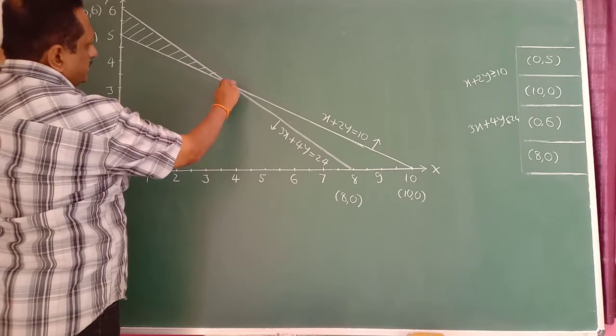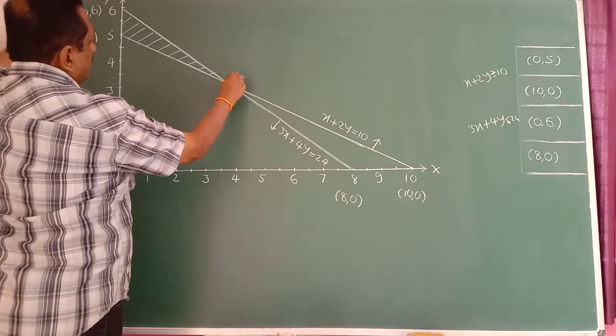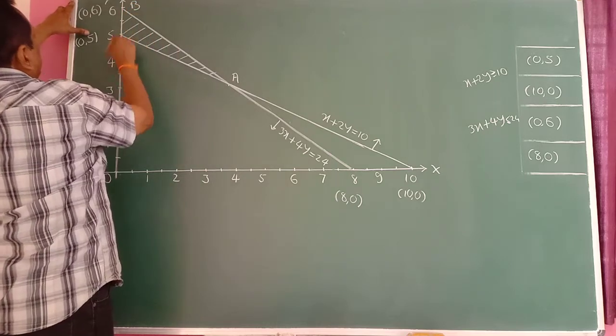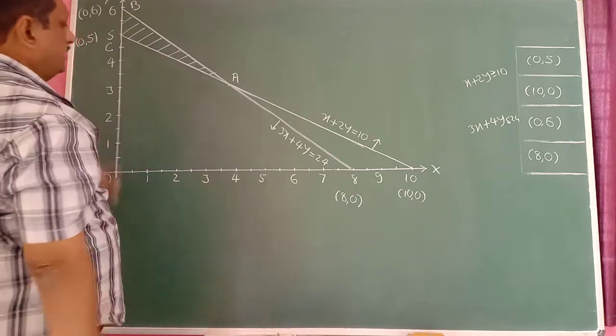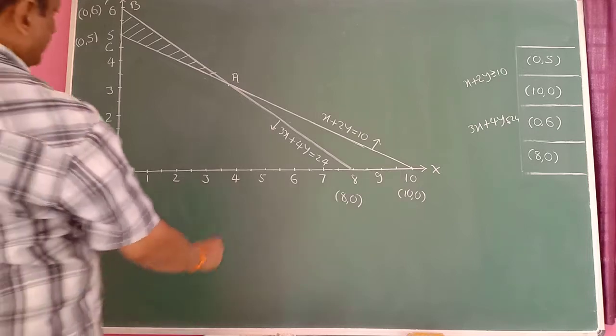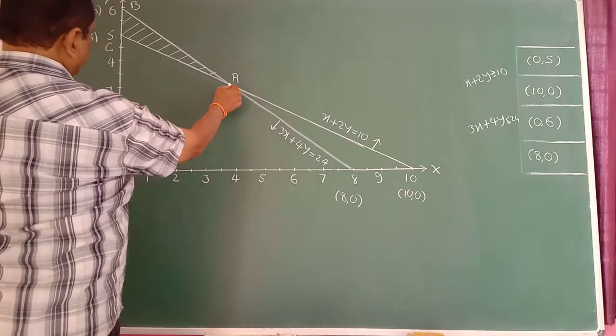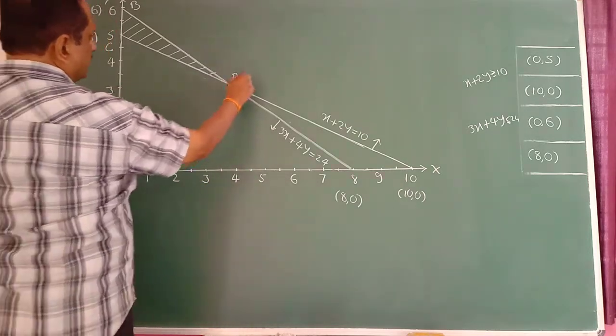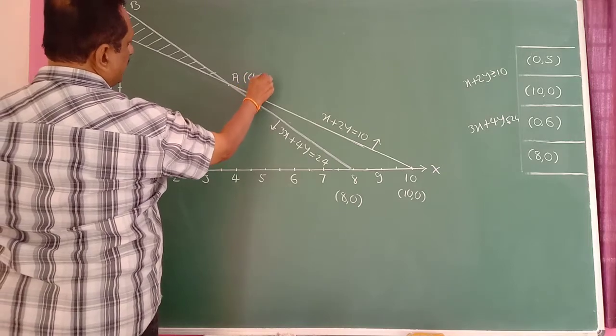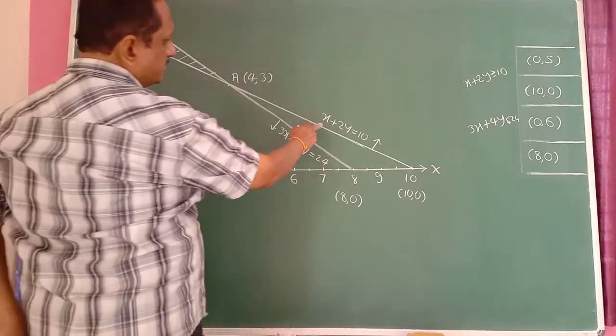Okay, take this part as A, this part as B, and this part as C. Then obviously the coordinate of point A is (4, 3). You can verify whether the equation is satisfied or not.